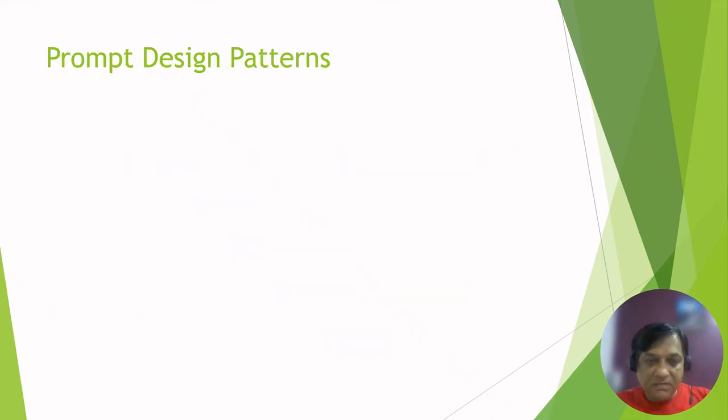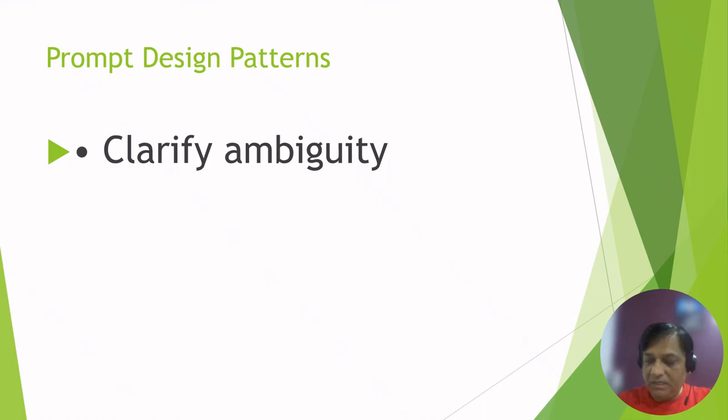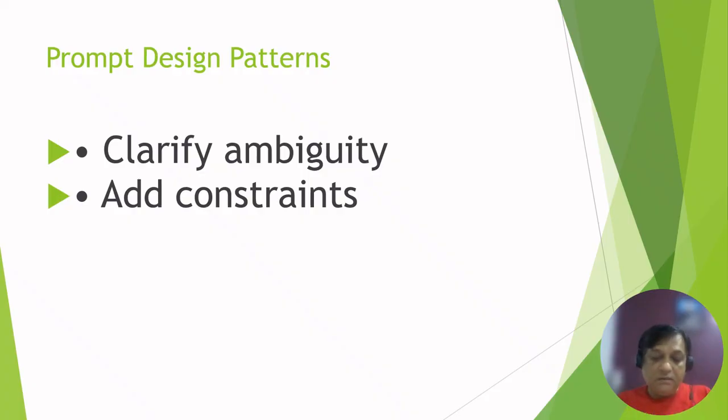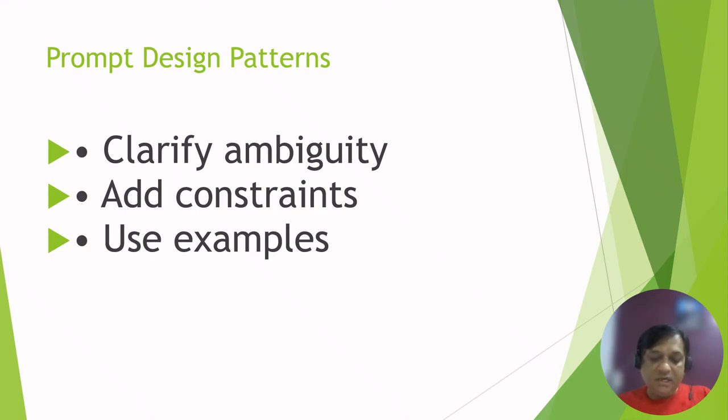The same thing is, again, clarify the ambiguity. When you say best restaurants, do you mean food quality, price, or ambience? Then you say add constraints. List 5 healthy dinner recipes under 500 calories. So that is adding constraint. Use examples, like suggest me the name of tech startups like Bytewave or Code Crafters.